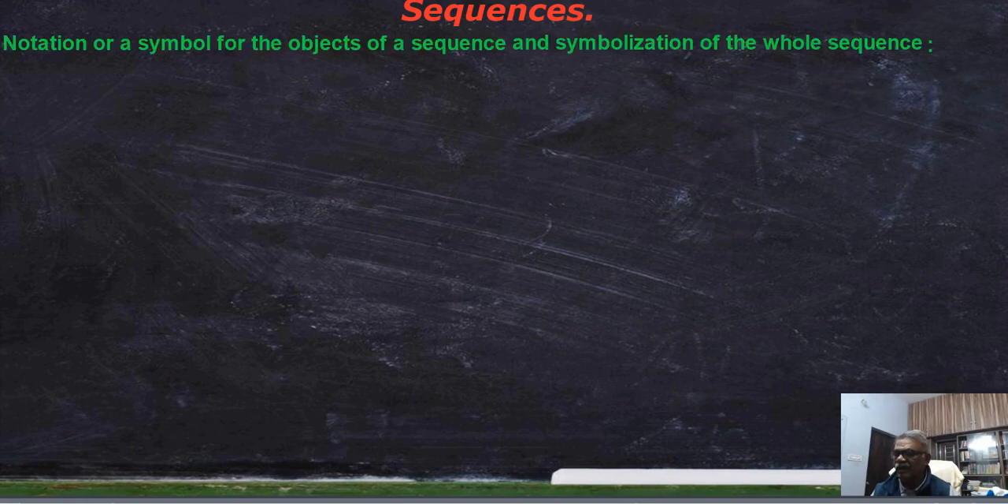In this video, we are going to consider the notation for the terms of the sequence, and also we are going to denote a whole sequence in a symbol. How we can do it here, you can see notation or a symbol for the objects of the sequence, and symbolization of the whole sequence. Consider the sequence here.